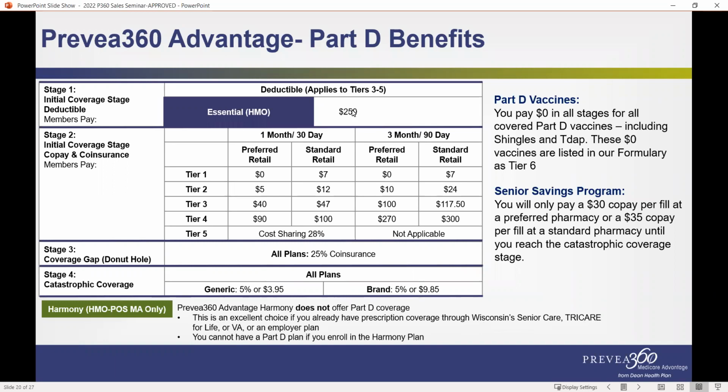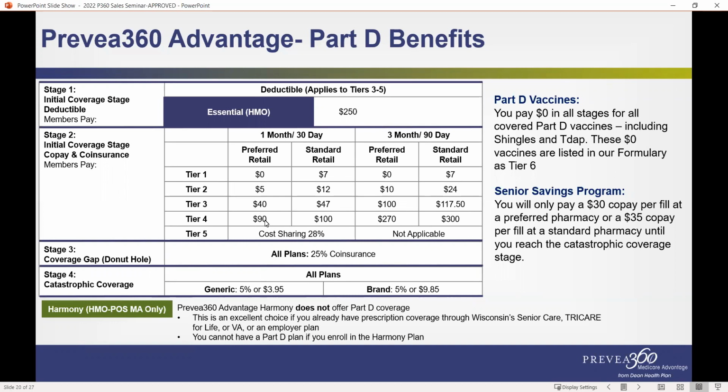Again, that only applies to drugs that are tier 3, 4, or 5. Tier 1 drugs at a preferred pharmacy, there is no copay for a 30 or 90-day supply. It's a $7 copay for a 30 or 90-day supply at a standard pharmacy. Tier 2, it's $5 and $10 for a 30 or 90-day supply at a preferred pharmacy, and $12 and $24 for a 30 or 90-day supply at a standard pharmacy. Tier 3, you do have to meet your deductible first, but then it's $40 or $100 for a 30 or 90-day supply at a preferred pharmacy, or $47 and $117.50 at a standard pharmacy.